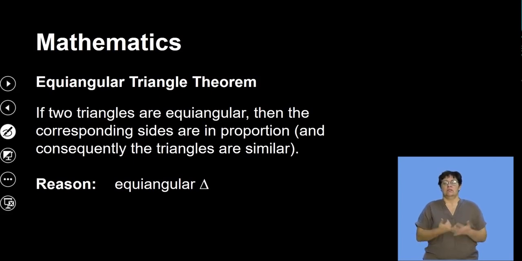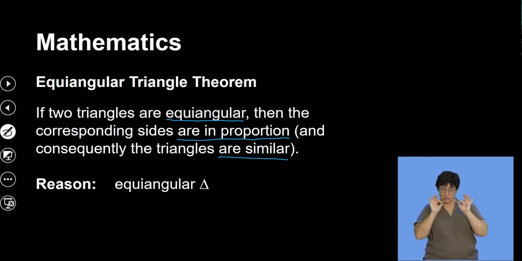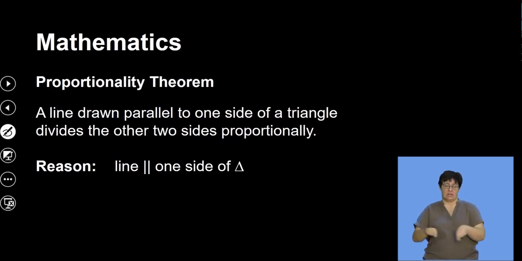Now we have what we call the equiangular triangle theorem. Remember in the last lesson we spoke about the converse of this, right? This says if two triangles are equiangular, then the corresponding sides are in proportion, right? And then consequently, they are similar, because as soon as the sides become in proportion and the angles are equiangular, immediately we are talking about similarity. And then my reason is normally equiangular triangles.